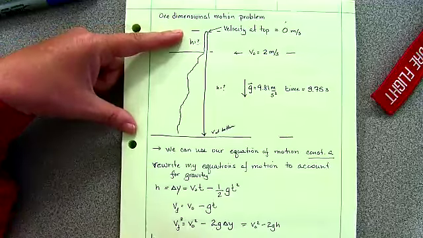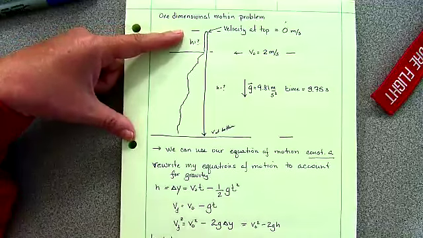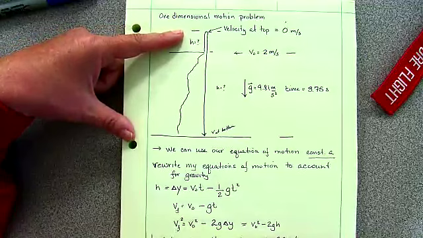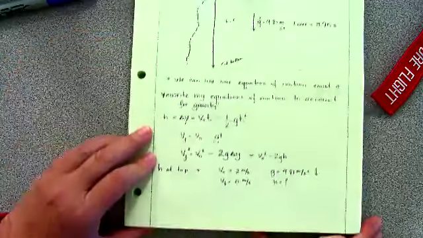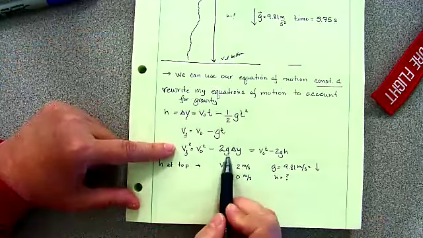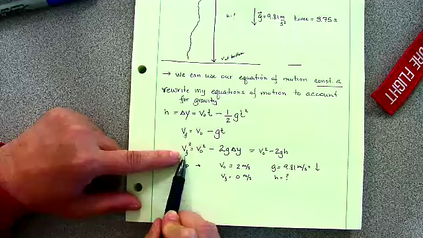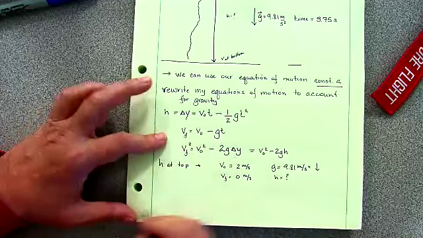So let's do the height at the top. I know my initial velocity was 2 meters per second. I know my final velocity is 0 meters per second. I know my acceleration due to gravity is 9.81 meters per second squared, and it's going in that direction. And I want to find h. So let's look at my equations. This one's got gravity. This one's got initial velocity and final velocity, and I've got to find h. That one looks like a good one to do.